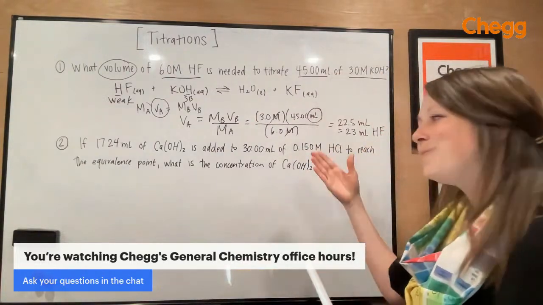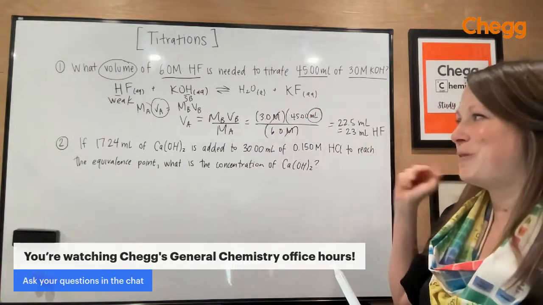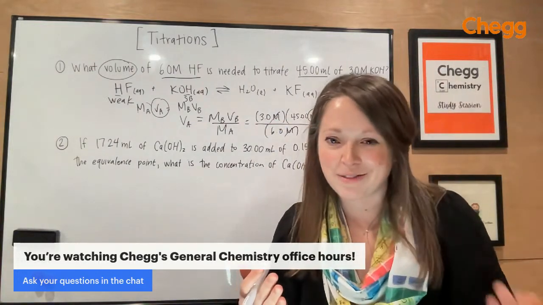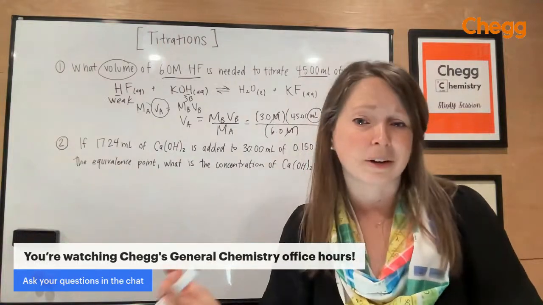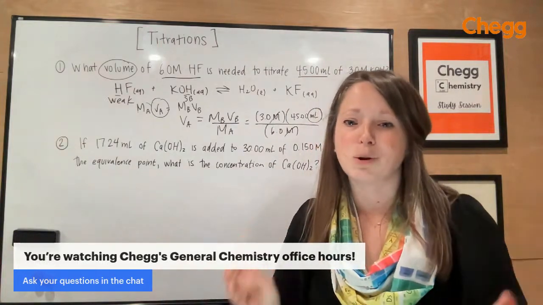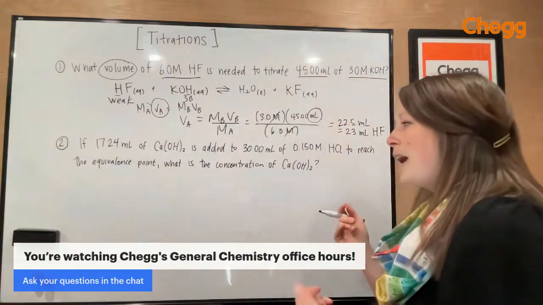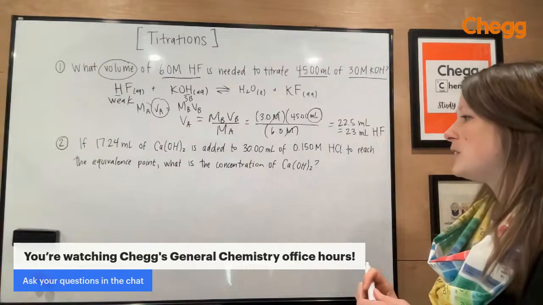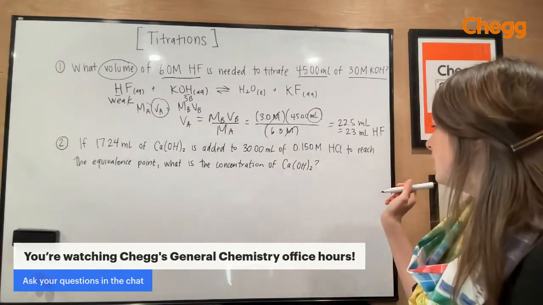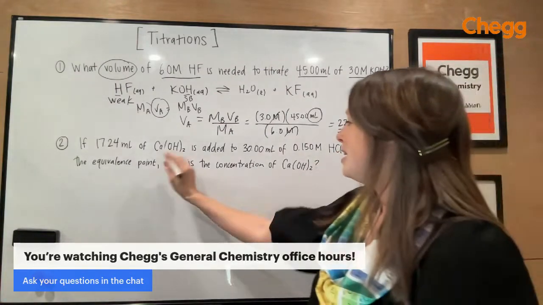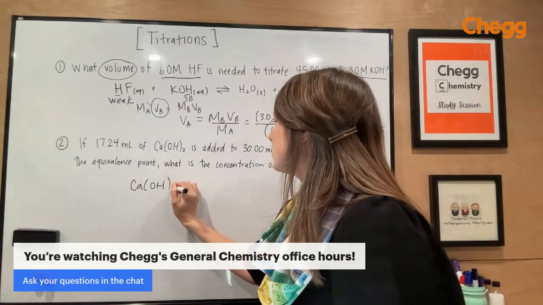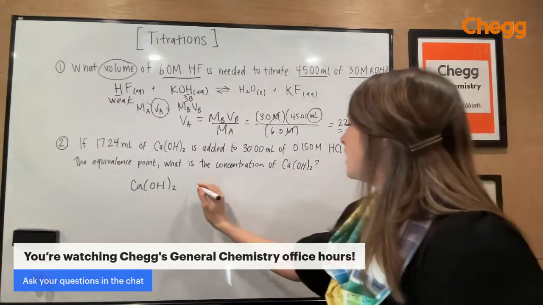All right, so that was pretty straightforward, right? If you have a 1-to-1 ratio, the molarity of the acid times the volume of the acid equals the molarity of the base times the volume of the base because the moles are equal. What happens if you don't have a 1-to-1 ratio, though? So in the second example of just calculating the concentration of an unknown solution, we have calcium hydroxide is added to hydrochloric acid.